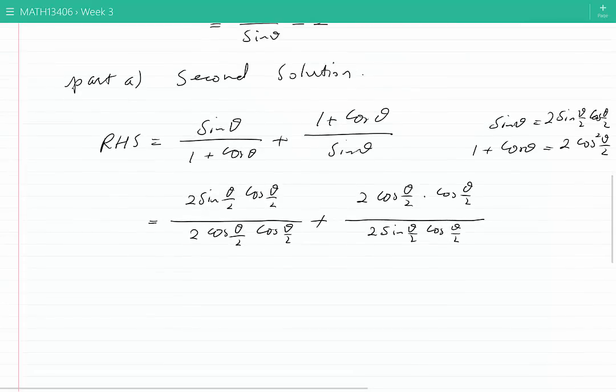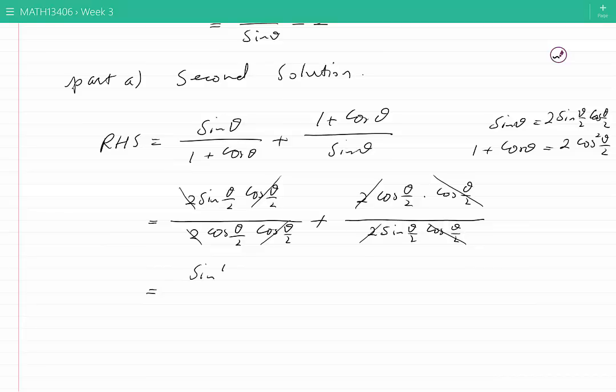Now these fractions can be simplified. Cos theta over 2 and cos theta over 2 from the first fraction, 2 and 2 as well. And then we have a 2 in the numerator and the denominator of the second fraction, and then a cos theta by 2 from the numerator and the denominator of the second fraction. This is what we find. Sine theta over 2 over cos theta by 2 plus cos theta by 2 over sine theta by 2. Now here we might be tempted to write tangent of theta by 2 plus cotangent of theta by 2, but that would not bring us closer to the left hand side of the equation, which is 2 cosecant of theta.